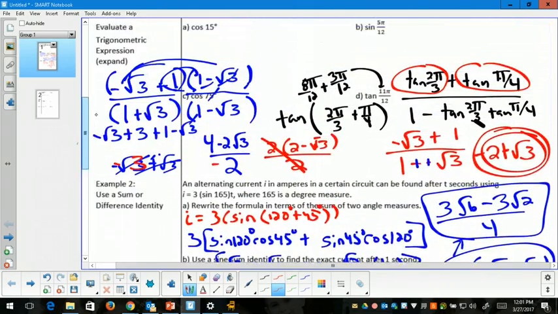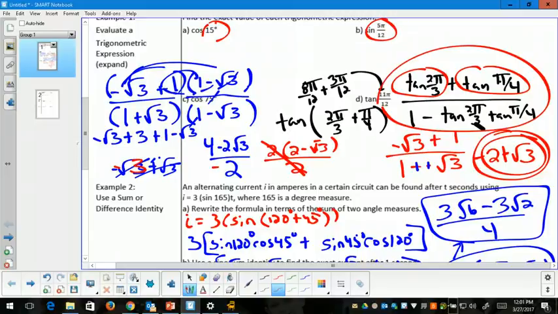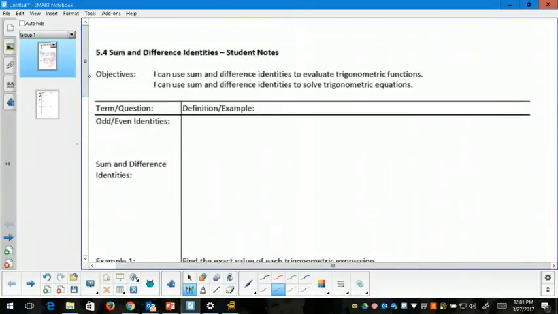Whereas the other problems that we did above were where we said, hey, that angle is not on the unit circle and I don't have a calculator, so I need to figure out what angles I could use on my unit circle to add to these values, and then use the identities to expand them like we did here, evaluate each one and then simplify. So that is part 1 of 5.4. Can you use the sum and difference identities to evaluate trigonometric functions? That's the learning target that we've covered in part 1.